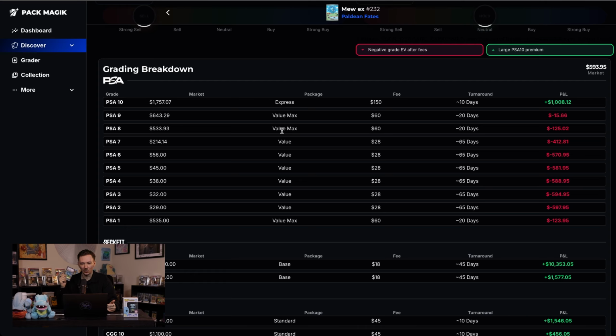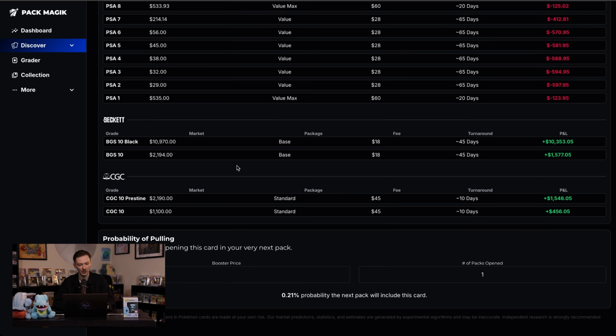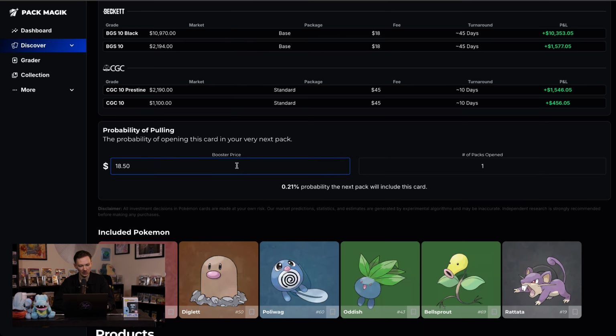And I did pre-grade this card with the grading tool. I bought it on eBay using the grading tool on Magik. So it's a sweet success story. Anyways, if you go down here, you can see the value of the card based on different grades. And we also show the Beckett premium and the CGC premium as well.